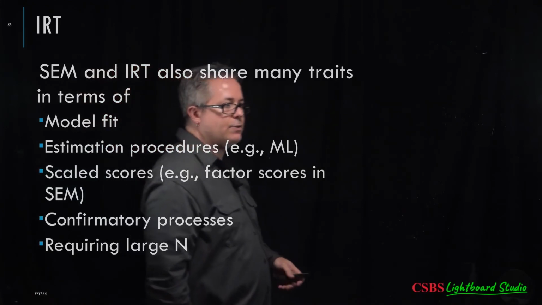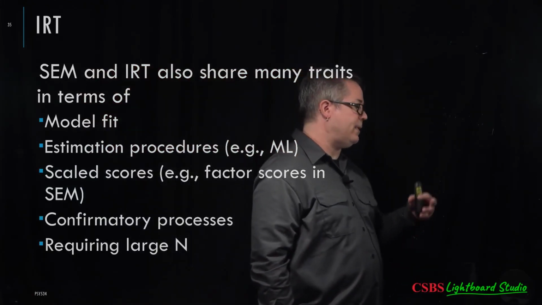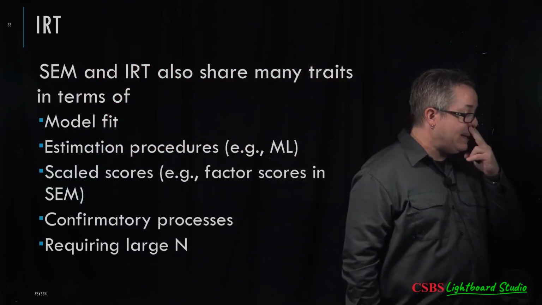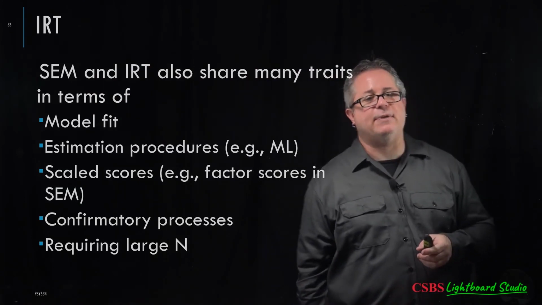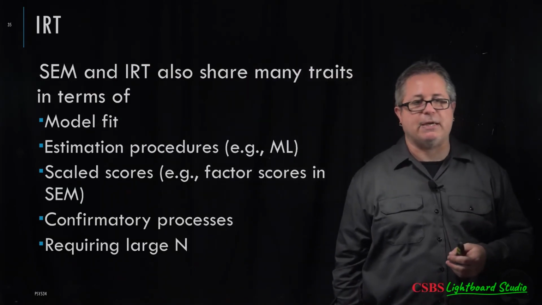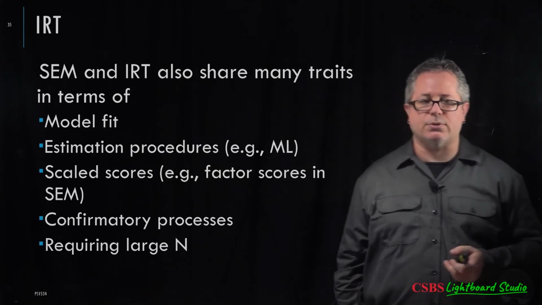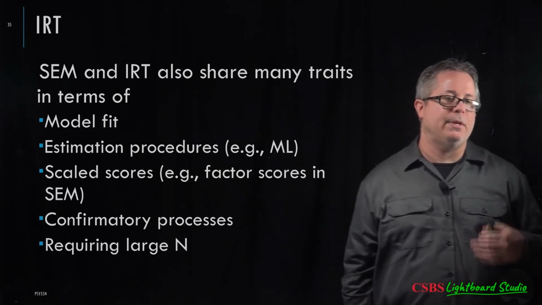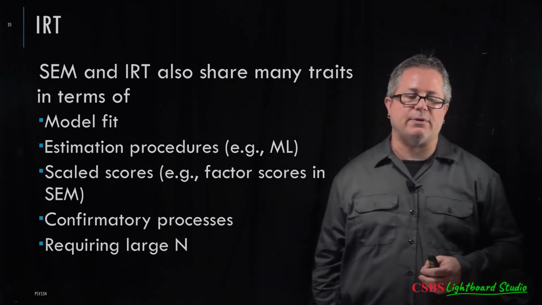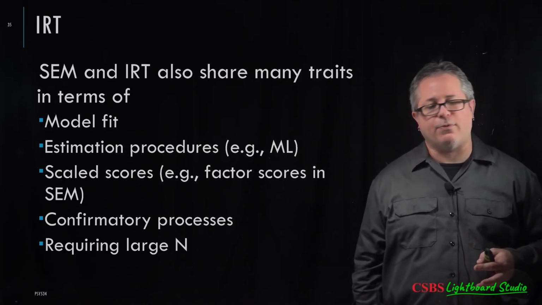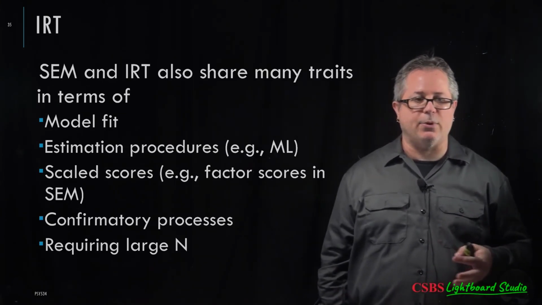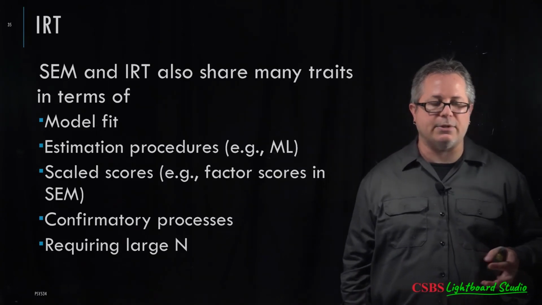SEM and IRT also share many traits in that they both look at things like model fit. They both have similar kinds of estimation procedures, like they rely on things like maximum likelihood. They do produce scaled scores, factor scores in SEM, and scaled scores in IRT. They both are confirmatory processes, and they both require a large N.